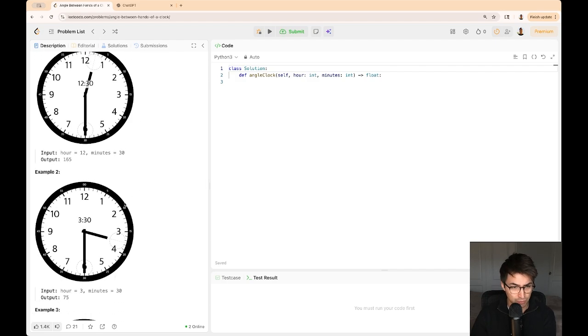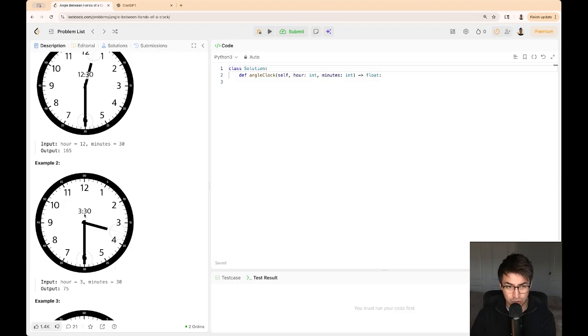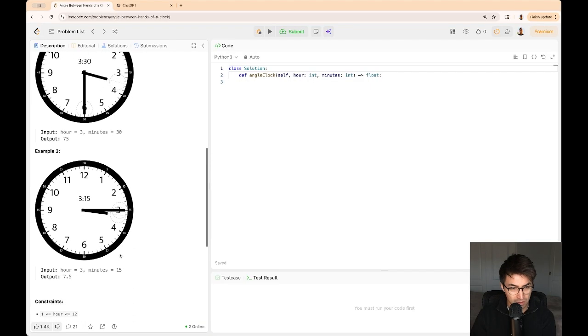In example 2, we see it's 3:30, and the distance between the hour hand and the minute hand is 75 degrees. And then lastly we have 7.5 degrees between the short hand and the long hand. It's important to note that they are returning a floating point value instead of an integer. So I'm going to have to take that into account.